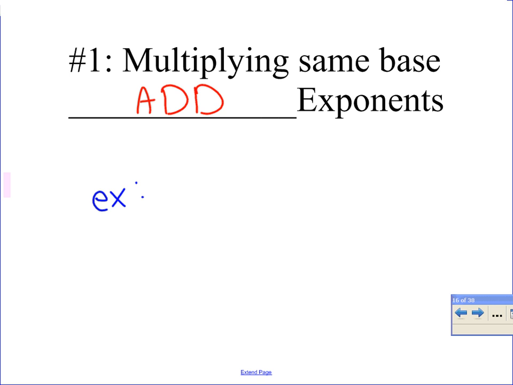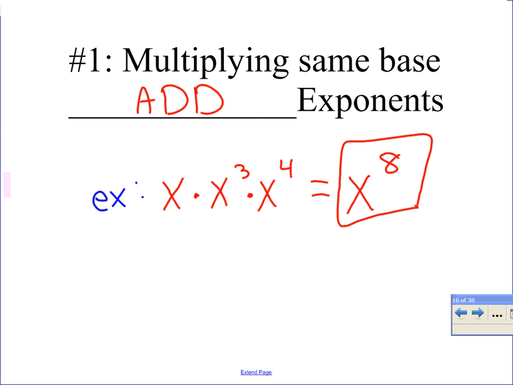So underneath that, we're just going to write down a basic example. So if we have x times x to the third times x to the fourth, what is the answer to that? Jake? Good job. How did you get that extra 1? Where'd that come from? Awesome. There's really a 1 here. So 1 plus 3 plus 4 is 8. Rewrite the base, add the exponents. So multiply same base, add exponents. Did you guys remember that one? Okay. All right, rule number 2.